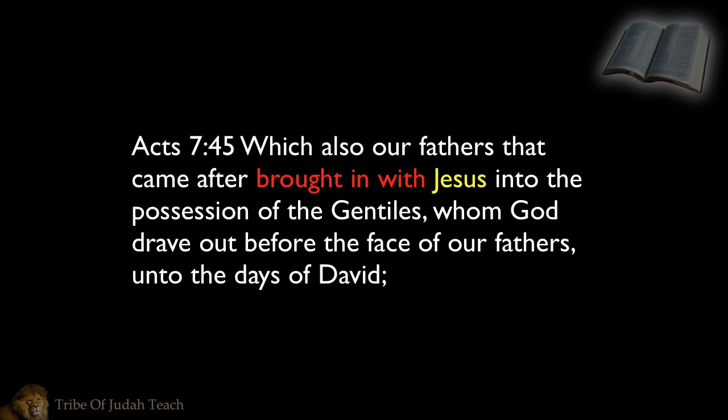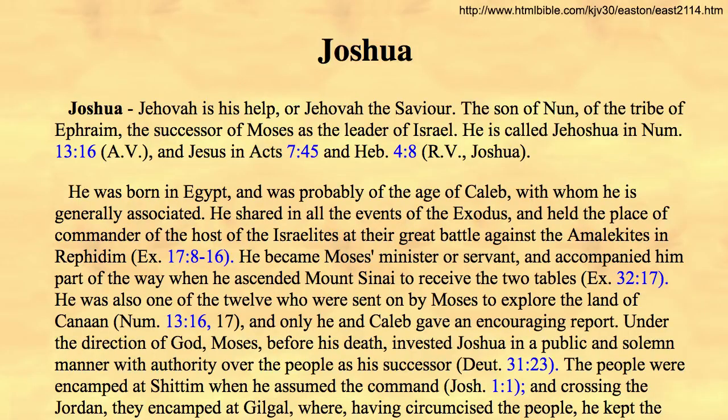Jesus is just a Greek transliteration of the Hebrew name Joshua. Joshua was the leader after Moses passed on. He carried the tabernacle into the land of Canaan. The translators put Jesus in this verse because Jesus is the Greek transliteration of Joshua. Look at this. This is the Easton's Bible Dictionary. The address is in the top right-hand corner. This is Joshua. It says, Joshua, Jehovah, which we know is Yahweh. So it says, Yahweh is his help, or Yahweh the Savior.